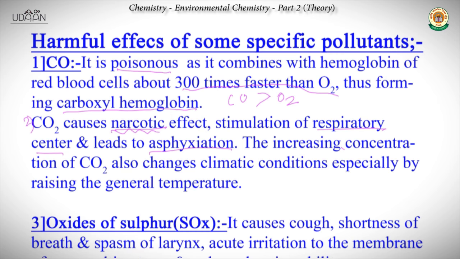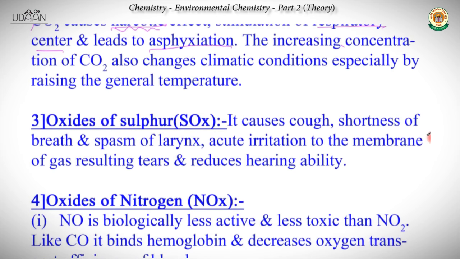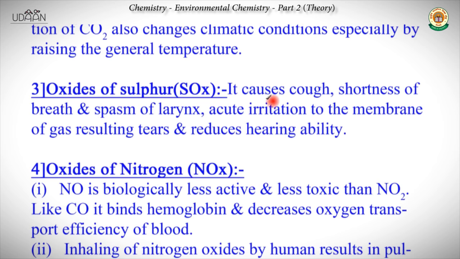The increasing concentration of CO2 also changes climatic conditions, especially by raising the general temperature. So we move on to oxides of sulfur. Now, what do oxides of sulfur do? Oxides of sulfur basically cause cough, shortness of breath, spasm of larynx, acute irritation to the membrane of the eye, resulting in tears, and reduce hearing ability.